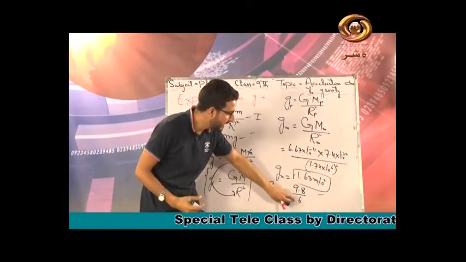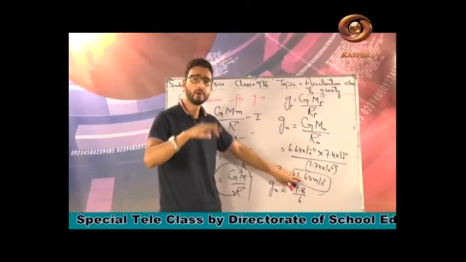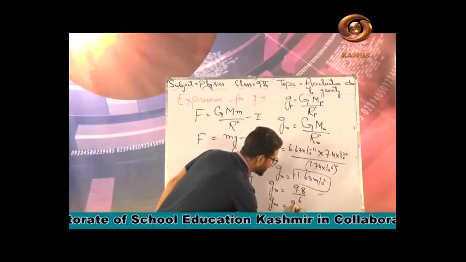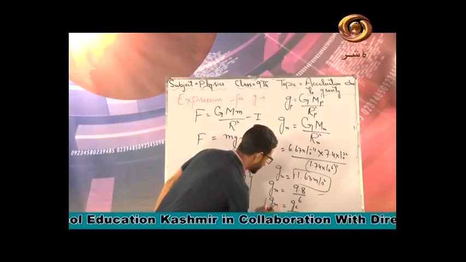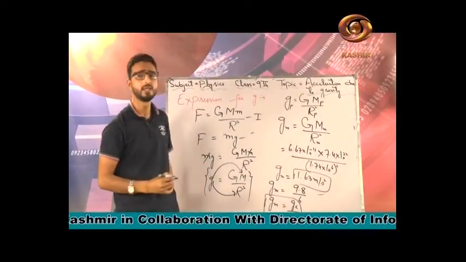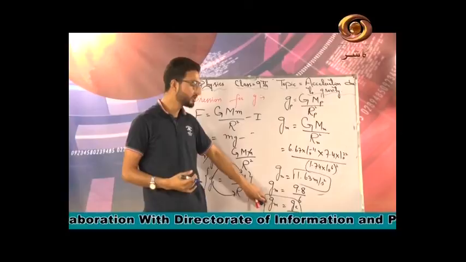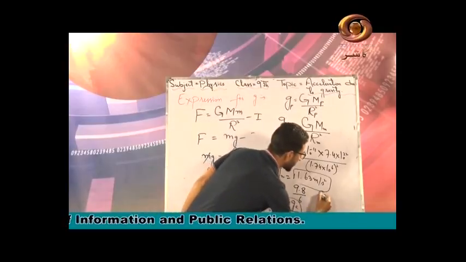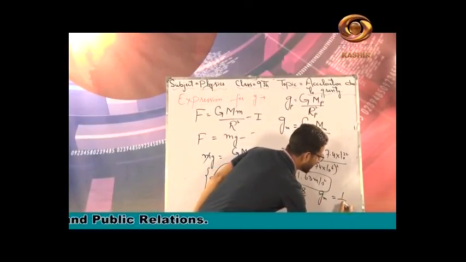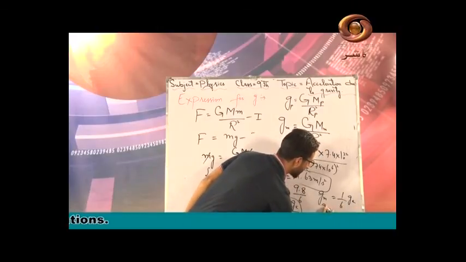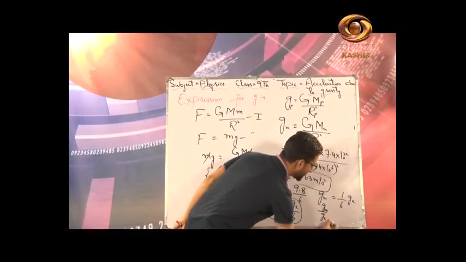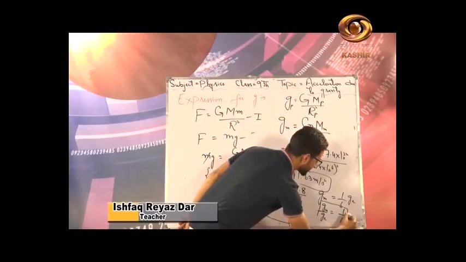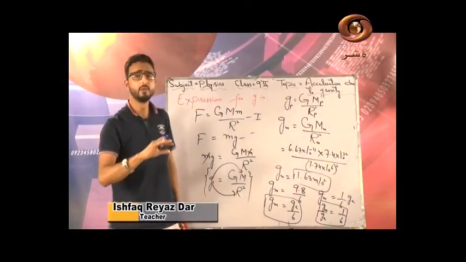If you divide 9.8 by 6, you will exactly get 1.63. So I can write g on the surface of the moon. What is 9.8? It is g on the surface of Earth, divided by 6. So we derived a relation between the acceleration due to gravity on the surface of the moon and on the surface of Earth. So g on the surface of the moon is equal to 1 by 6 times g on the surface of Earth, or you can write Gm divided by Ge, I mean acceleration due to gravity on the surface of the moon divided by acceleration due to gravity on the surface of Earth, and the ratio is 1 by 6.